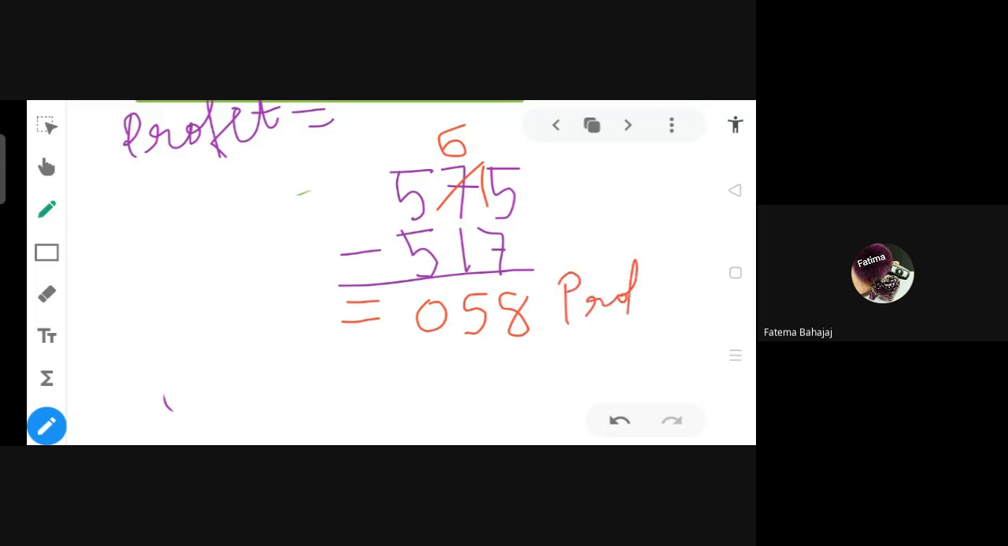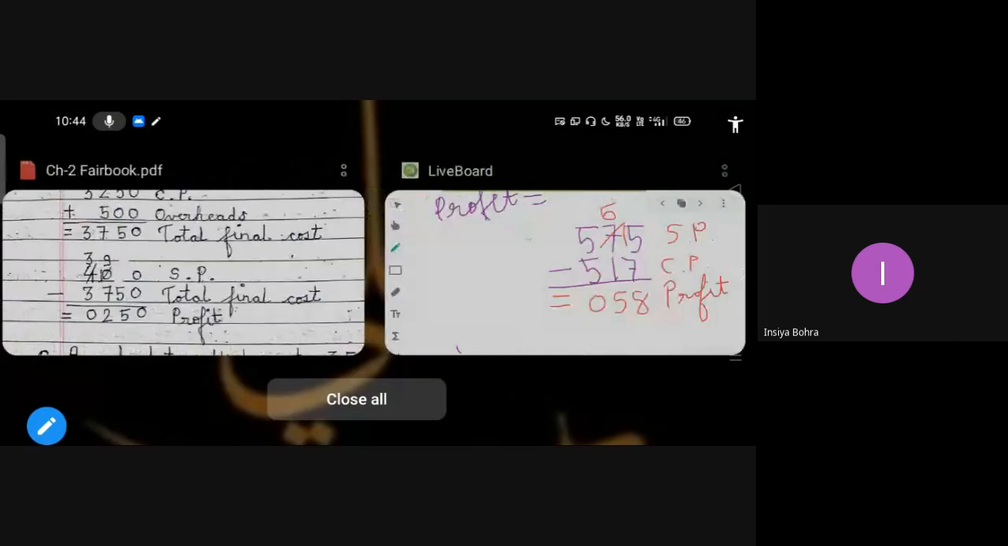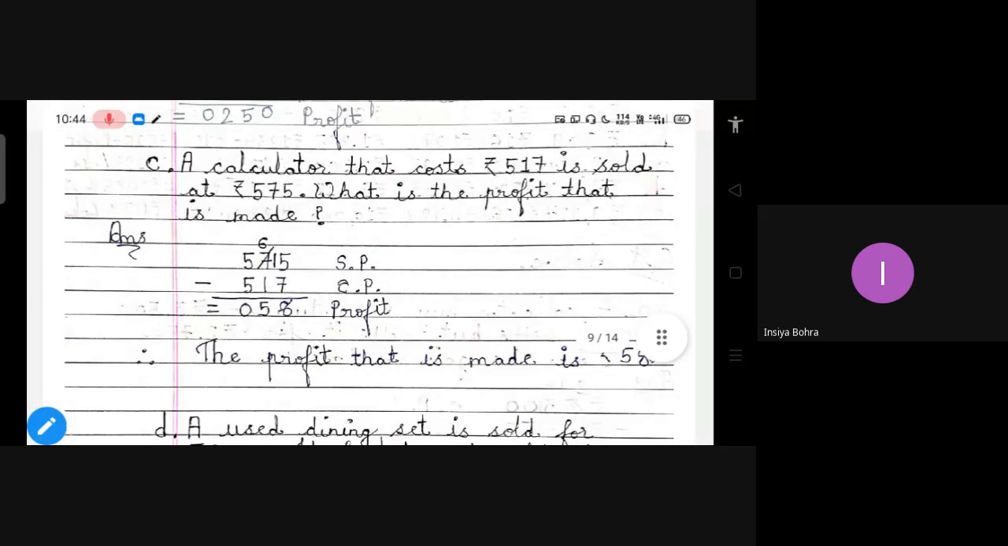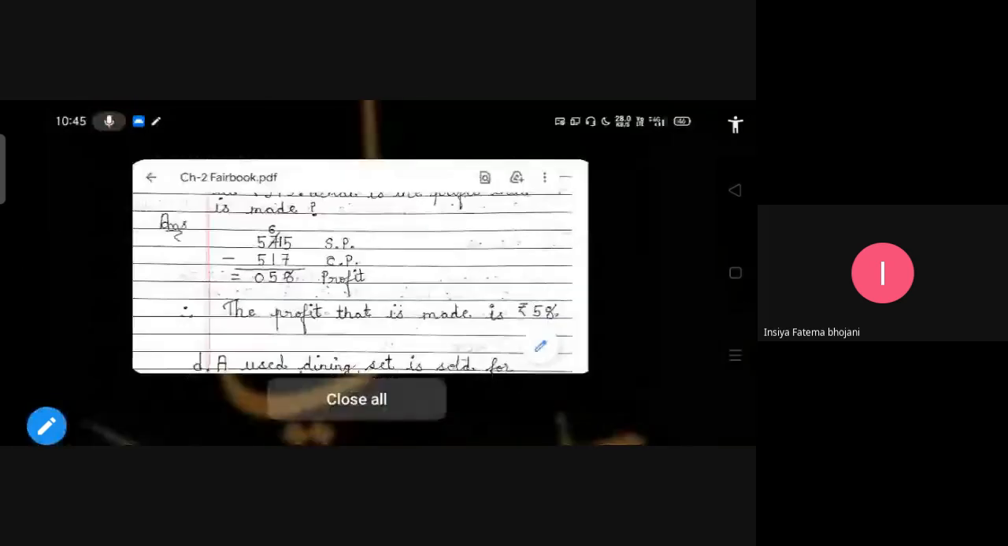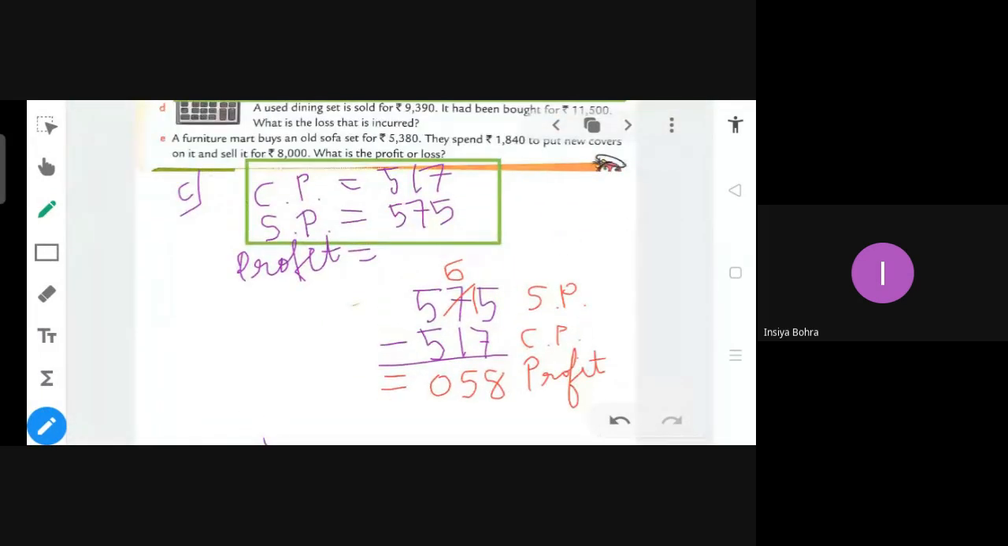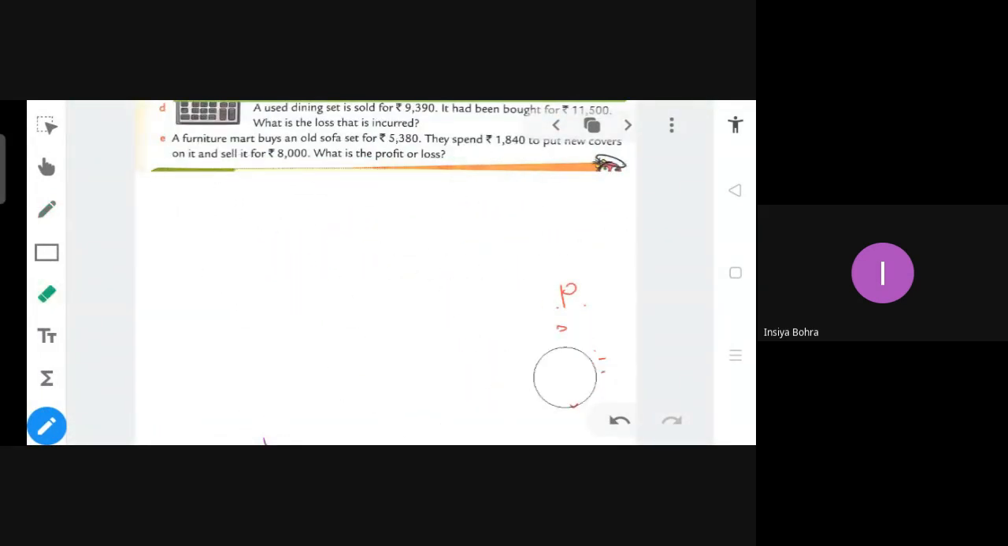Ma'am, my answer is right. Fatima Bahajat. Very good, excellent. Okay, very good. Excellent. And is there anyone who wants to copy this, what we had done just now? Because I guess so many girls said that they have already completed this till E. Ma'am, I have completed. You are completing right now. You have already completed or what? Okay. Very good. Those have already completed.